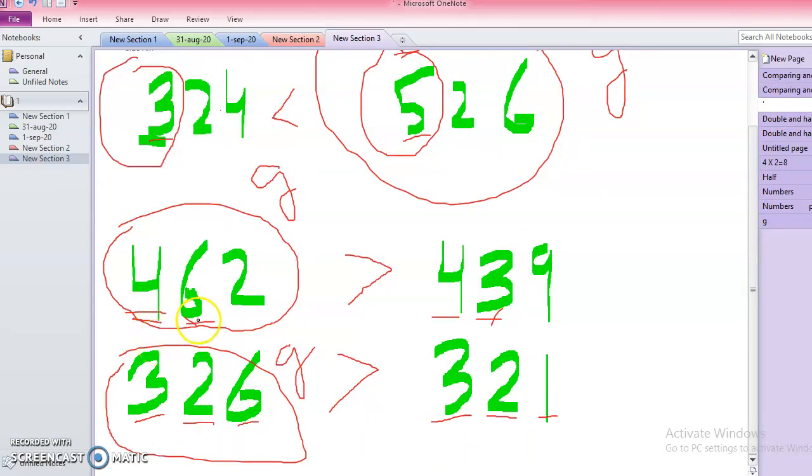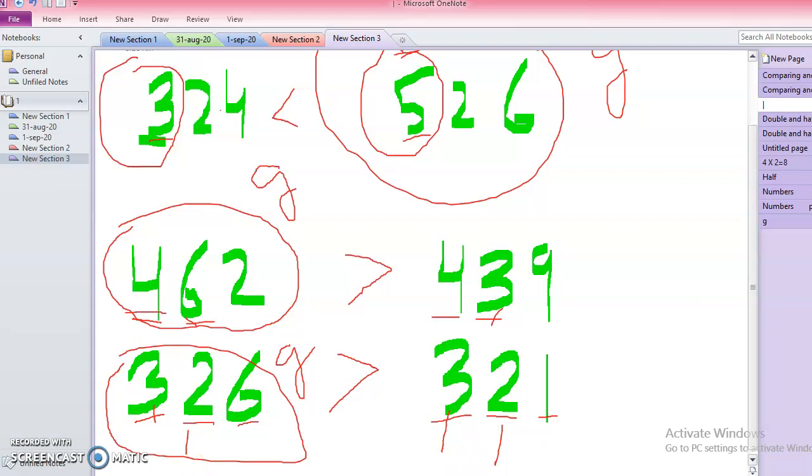I write here 326 or 321. So I will check here hundreds. This is also 3. This is also 3. So I will check then tens. This is also 2 and this is also 2. Now I will check the ones. It's 6 and it's 1. So 6 is greater than 1. That's why 326 will be greater than 321.